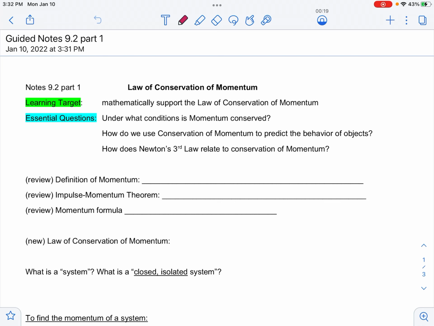And the questions we're going to try and answer today: under what conditions is momentum conserved? How do we use the law of conservation of momentum to predict the behavior of objects? And how does Newton's third law relate to the conservation of momentum?